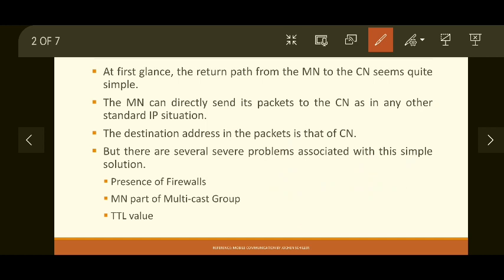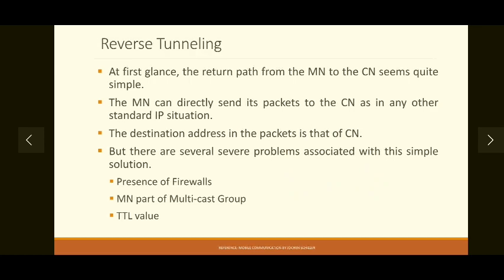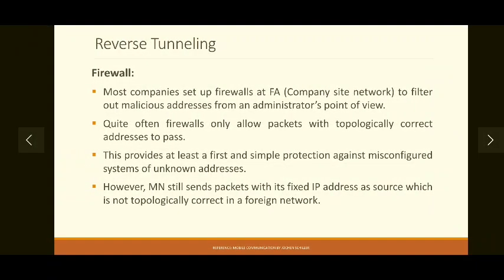But there are several issues with this simple solution. Some of these issues we have previously discussed during IP packet delivery. Now we will revise them and see why reverse tunneling is needed to overcome these issues. So the first issue when packets are to be sent from the mobile node towards the correspondent node is the presence of a firewall.